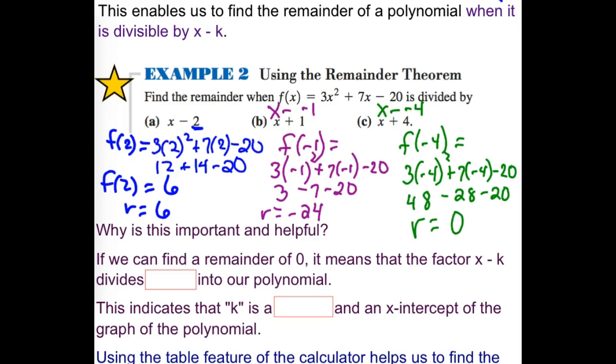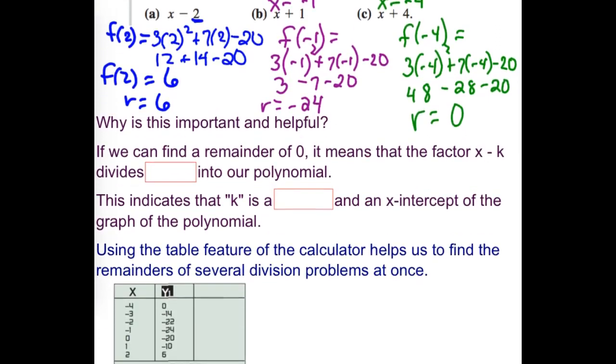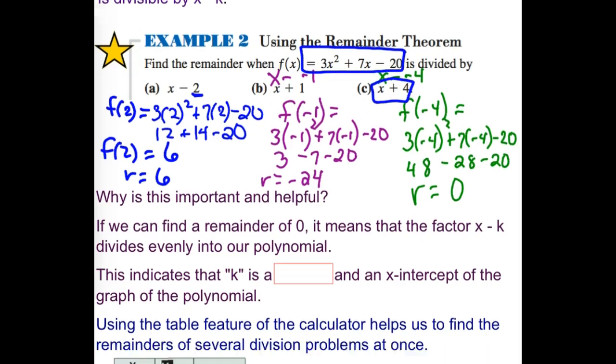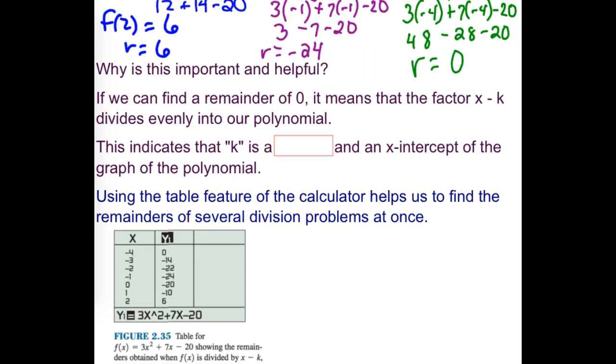So why is this important or helpful? If we can find a remainder of 0, like this last one we just did, it means that the factor x minus k divides evenly into our polynomial. So we could have taken this expression, divided it by x plus 4, and we would have ended up with no remainder. It would have divided in evenly. This indicates that k is a solution to that equation equaling 0, and it's an x-intercept of our graph.